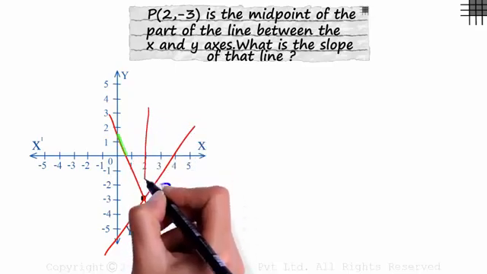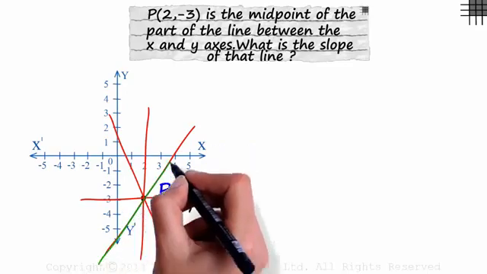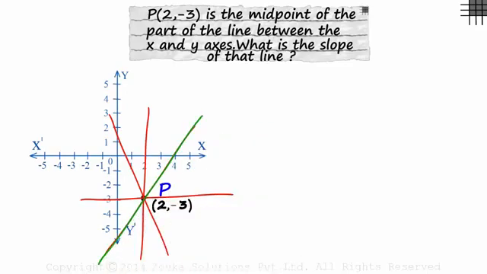A line like this, parallel to the y-axis, is also not possible as the segment is not formed at all. This line will not intersect the y-axis. And this line, which is parallel to the x-axis, is also out of question as it does not intersect the x-axis. This is the only kind of line that makes sense.